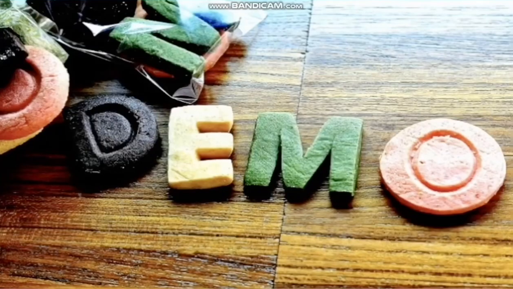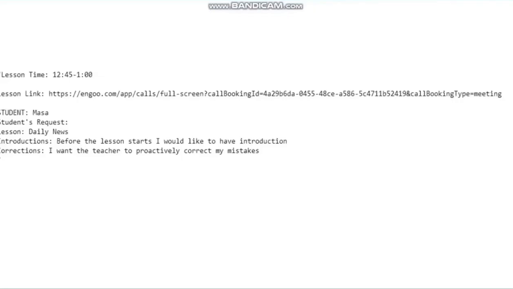So your trainer will send you the student's information as shown in this picture. So you can see here what time you will do the demo. So it says 12:45 to 1 o'clock. Demo usually takes just around 10 to 15 minutes. And the link where to open the lesson room here. And here are the student's information.